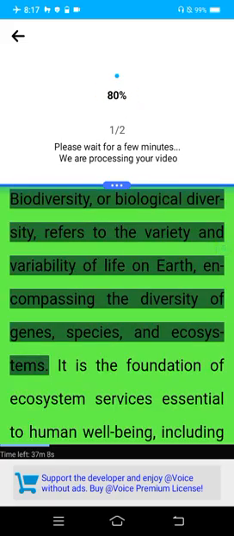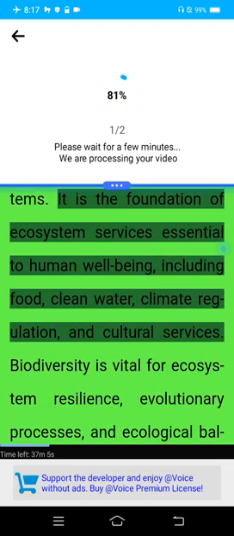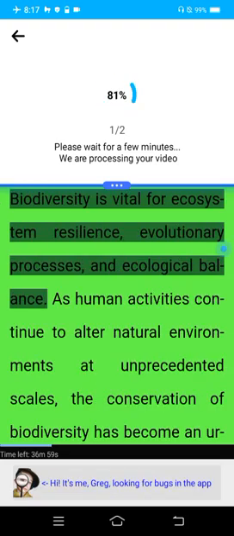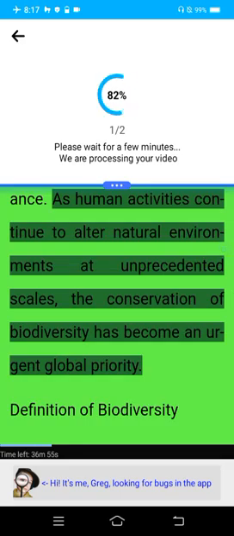Biodiversity, or biological diversity, refers to the variety and variability of life on Earth, encompassing the diversity of genes, species, and ecosystems. It is the foundation of ecosystem services essential to human well-being, including food, clean water, climate regulation, and cultural services. Biodiversity is vital for ecosystem resilience, evolutionary processes, and ecological balance. As human activities continue to alter natural environments at unprecedented scales, the conservation of biodiversity has become an urgent global priority.